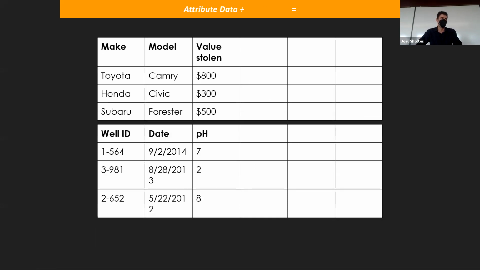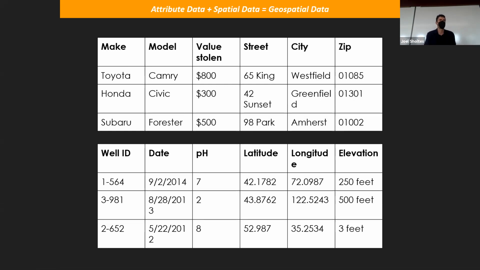Now, here's the attribute table, right? This is just the basic data. There's nothing spatial here, but we can add spatial data. So here's the address where the robbery occurred. And here is the latitude, longitude, and elevation of these particular wells. So now with this table, we can create a geospatial data set.